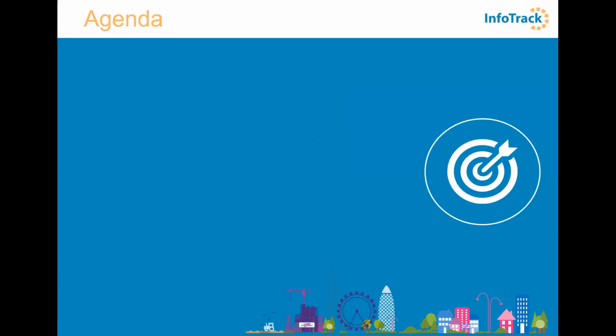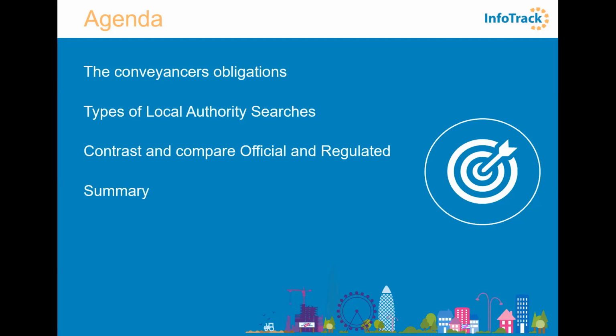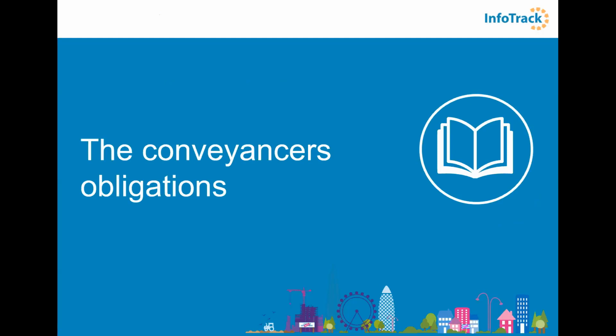So the agenda that we're going to look to cover in this webinar: the Conveyancers Obligation, the different types of local authority searches, contrast and compare the two types of searches, the official and the regulated, and then a summary. So let's begin with the Conveyancers Obligation, which includes obligations to the SRA, CLC, and the end clients, which obviously includes the buyer client and the lender client.